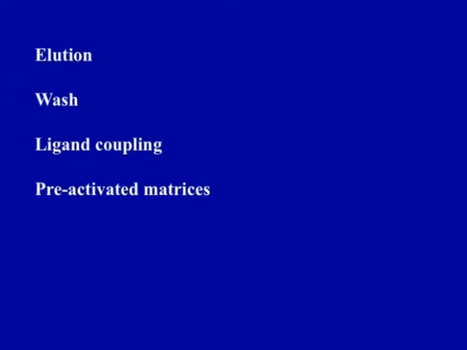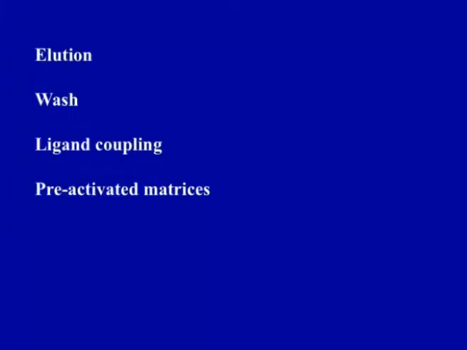Ligand coupling is another important term. It is the covalent attachment of a ligand to a suitable pre-activated matrix to create an affinity medium. This could be done commercially; these resins are available, and you can purchase a pre-activated matrix and couple a particular ligand. A pre-activated matrix, like I said, is a matrix which has been chemically modified to facilitate the coupling of a specific type of ligand, and you can purchase it and attach any particular kind of ligand.